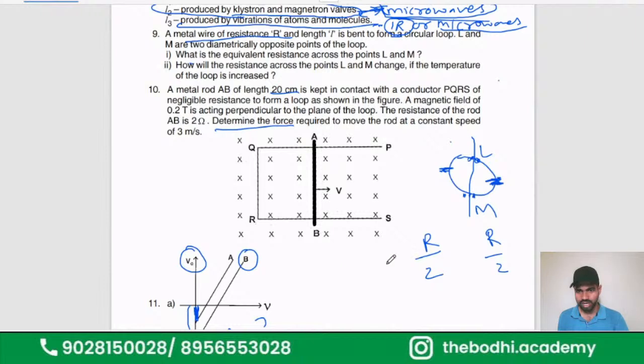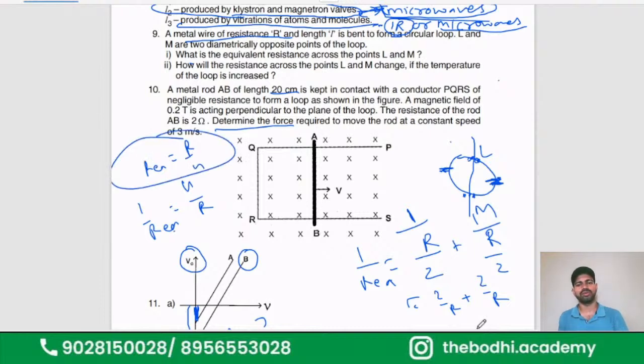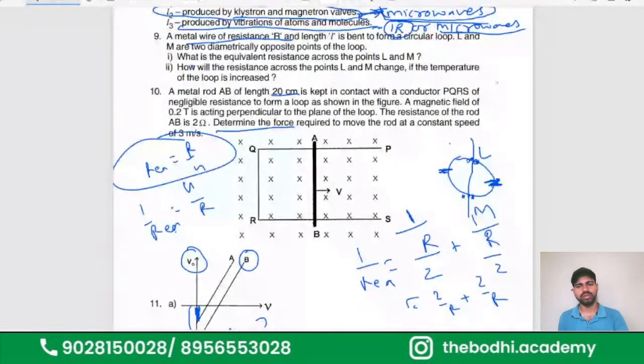If they are parallel, then how do we add? We write 1 by R equivalent equals 1 by (R by 2) plus 1 by (R by 2), because R by 2 is the resistor for each. So it becomes 2 by R plus 2 by R. R is the common denominator, 2 plus 2, 4. So 1 by R equivalent is equal to 4 by R. That means R equivalent is the reciprocal of this, so R equivalent is equal to R by 4. Please note it down.